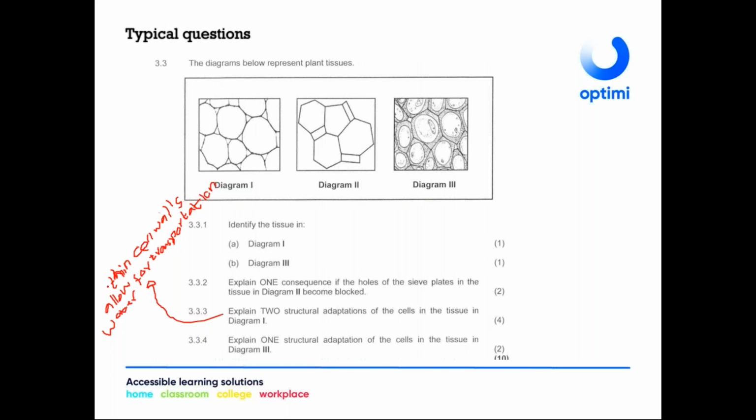Number two, the large intercellular spaces. The large intercellular spaces found in the cell allow for gaseous exchange. I hope you guys can see.